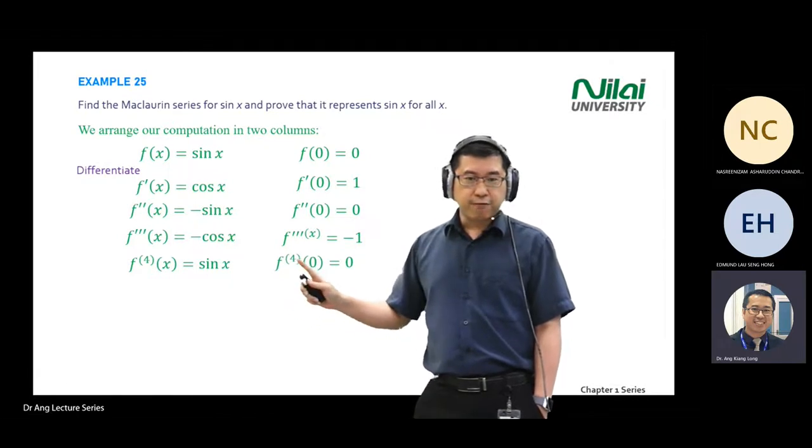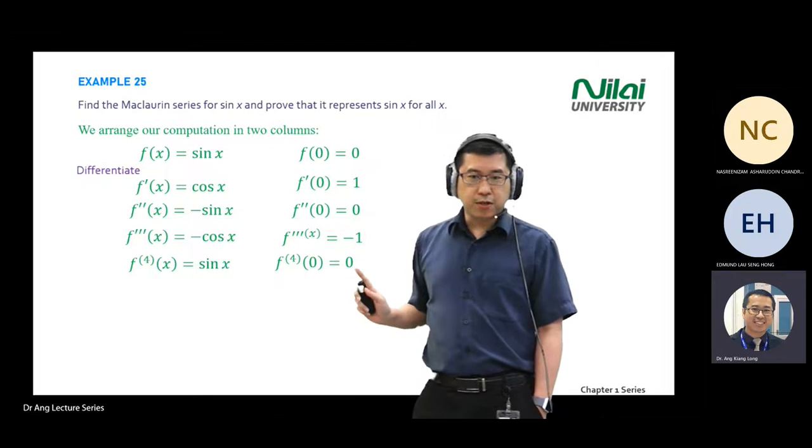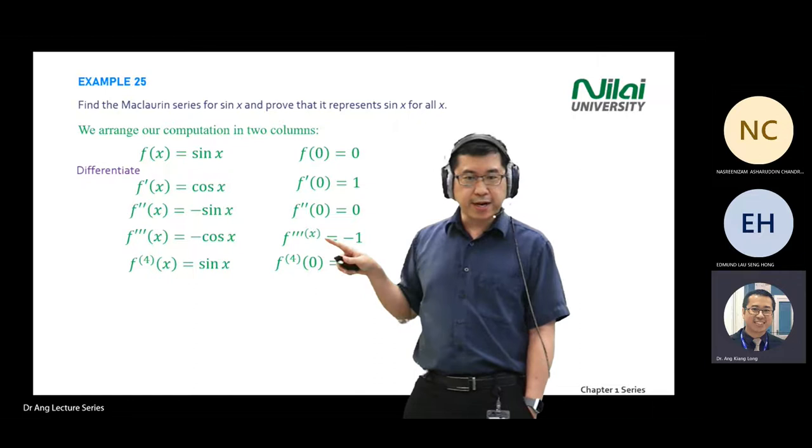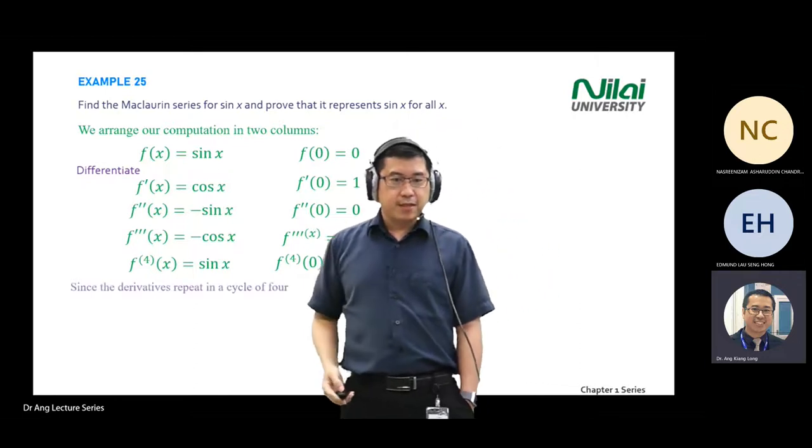Your function differentiated the fourth time. You substitute zero, equal to zero. Okay, sine zero equals zero. So again, there's a typo error here. All right.